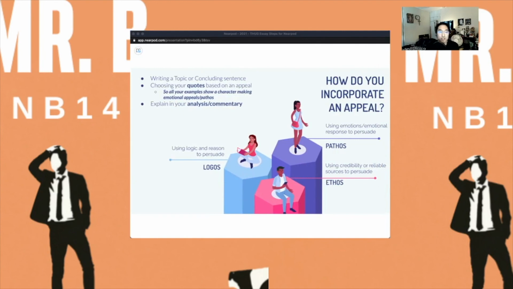If we look at the top left over here, you can incorporate an appeal by writing a topic or concluding sentence. You can choose the quotes that you want to use in your essay based off of one of these appeals. All your examples show a character making emotional appeals if you were to choose pathos, or maybe one of the characters, let's say like Uncle Carlos, uses logic to try to persuade other people. Another way you can incorporate an appeal is explain in your analysis or commentary how this appeal is present.